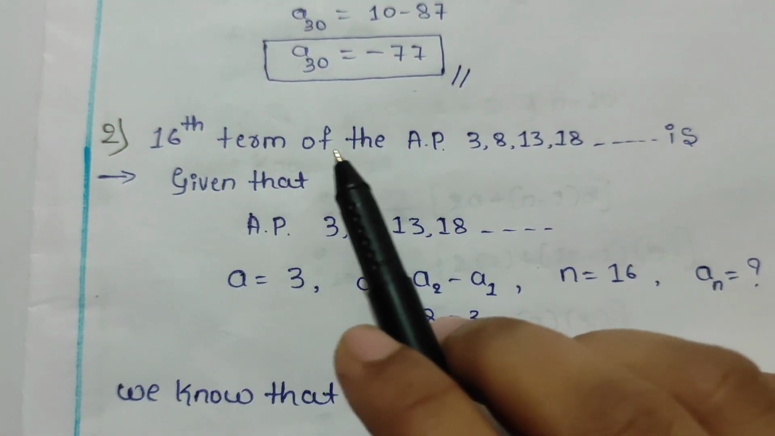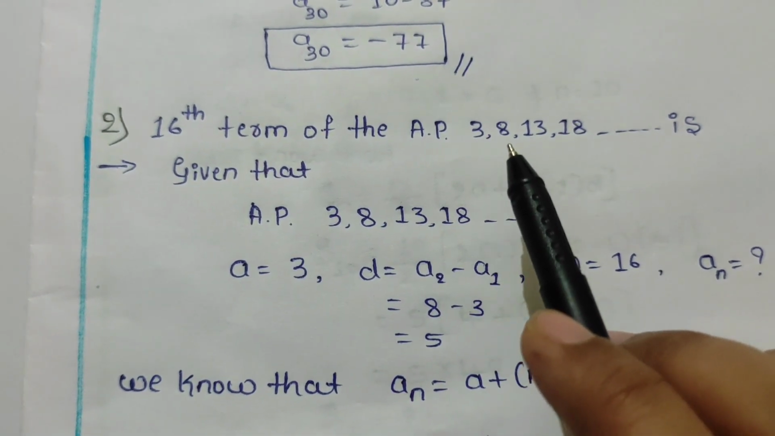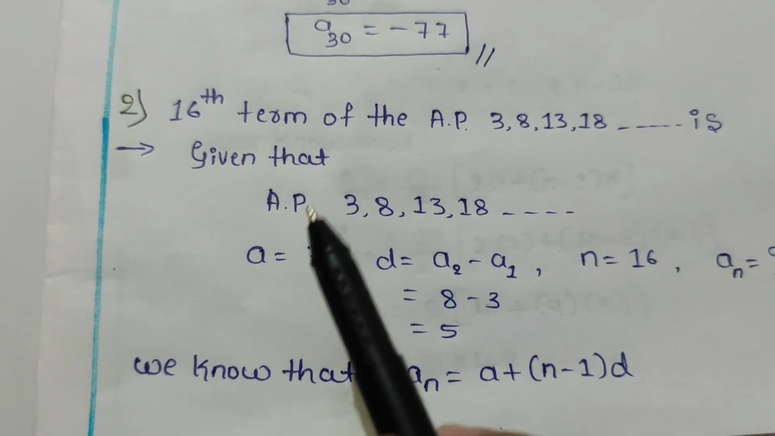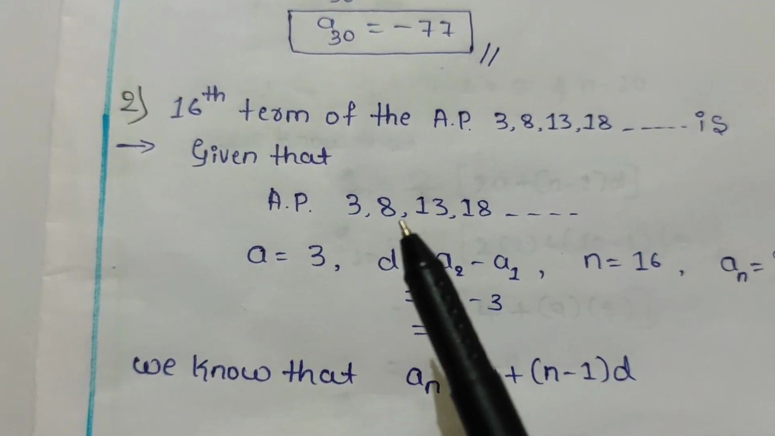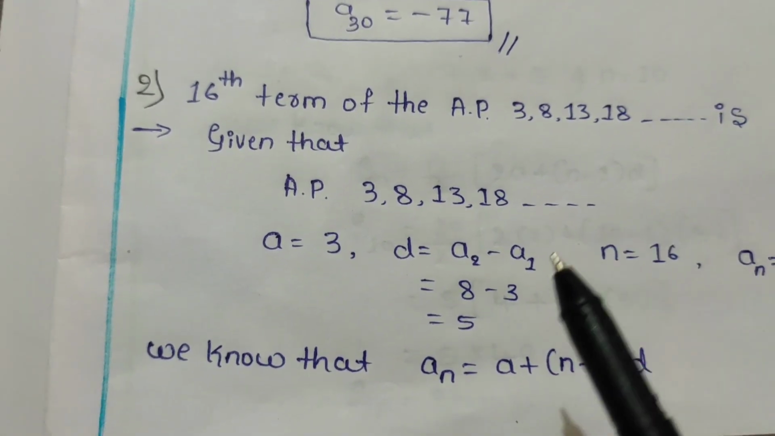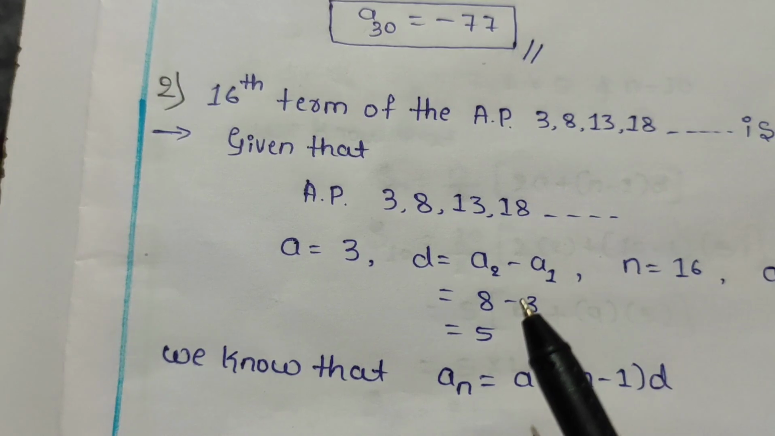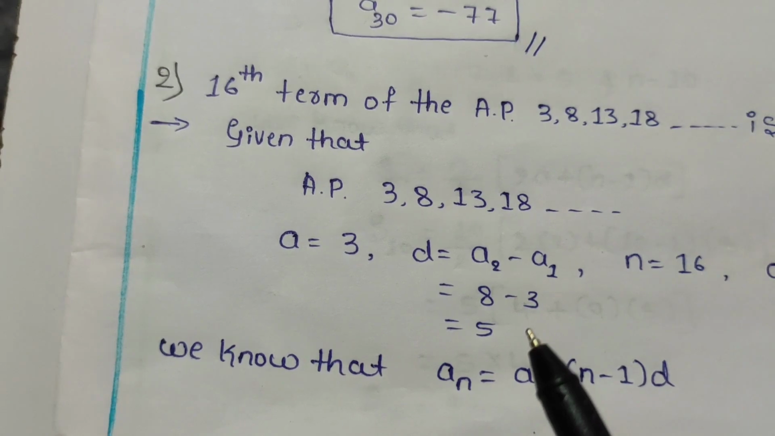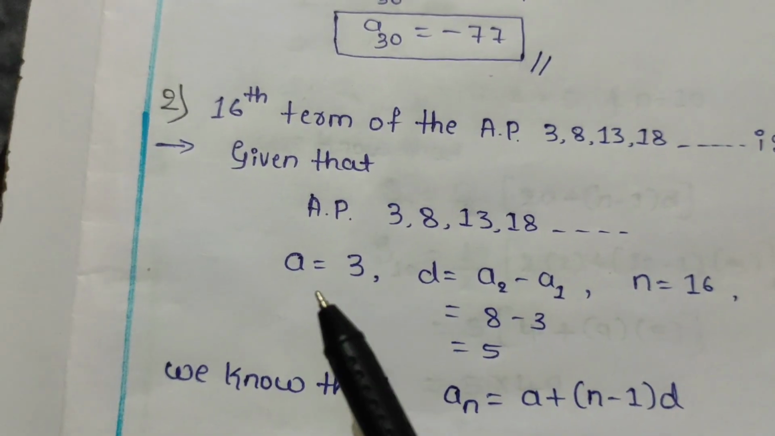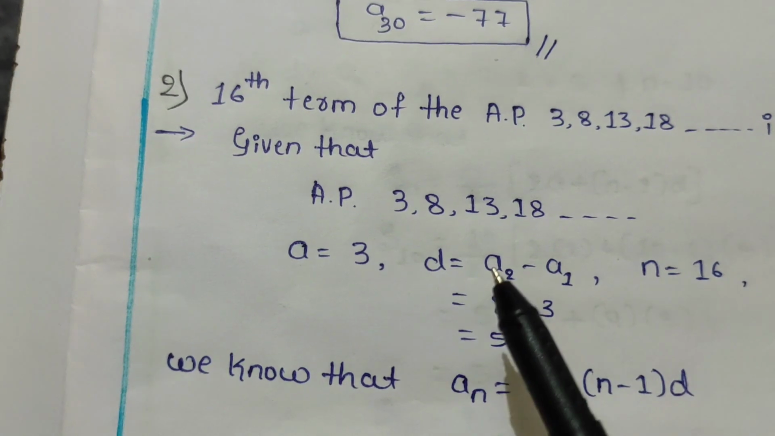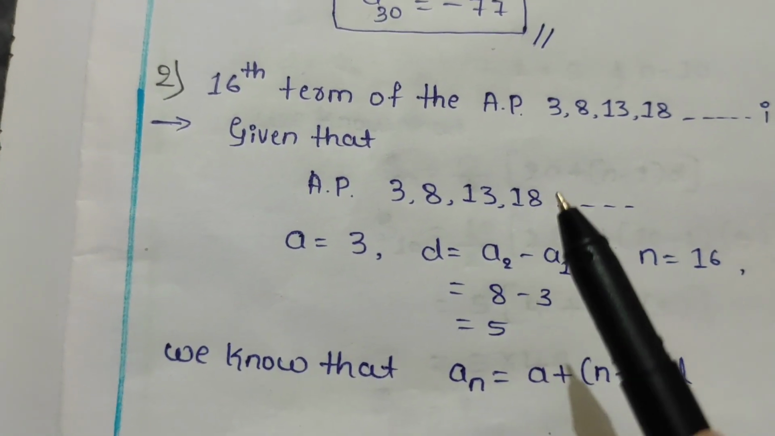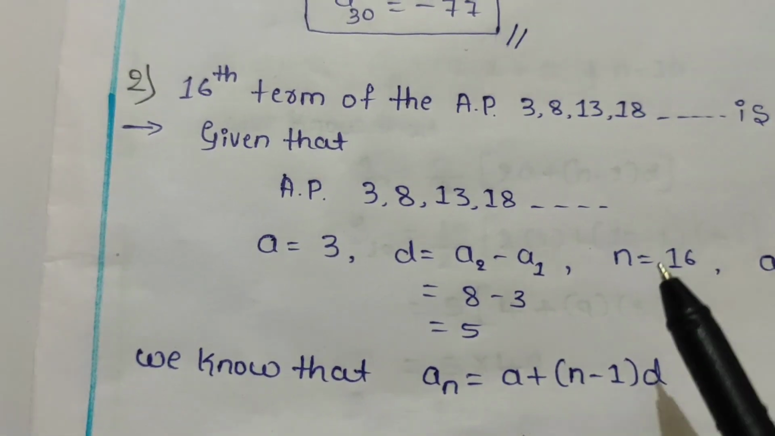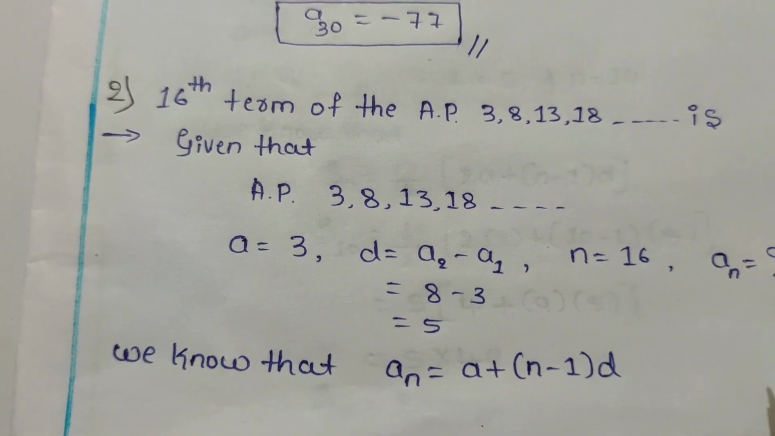Second example: the 16th term of the AP series 3, 8, 13, 18, and so on is. Solution: given that the AP series is 3, 8, 13, 18, and so on. Here we have n as 16, which is the 16th term. We are going to find what will be the 16th term in the series. Here a is equal to 3, and d is equal to a2 minus a1. a2 is 8, a1 is 3, and 8 minus 3 is equal to 5. n is equal to 16, an is equal to question mark.